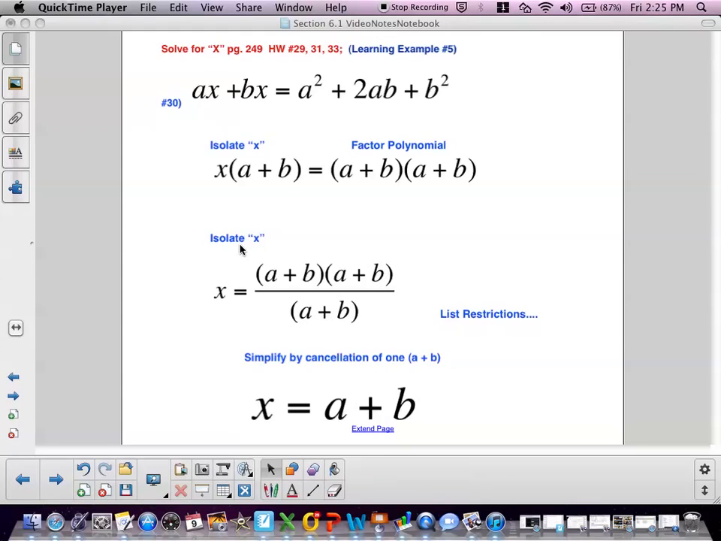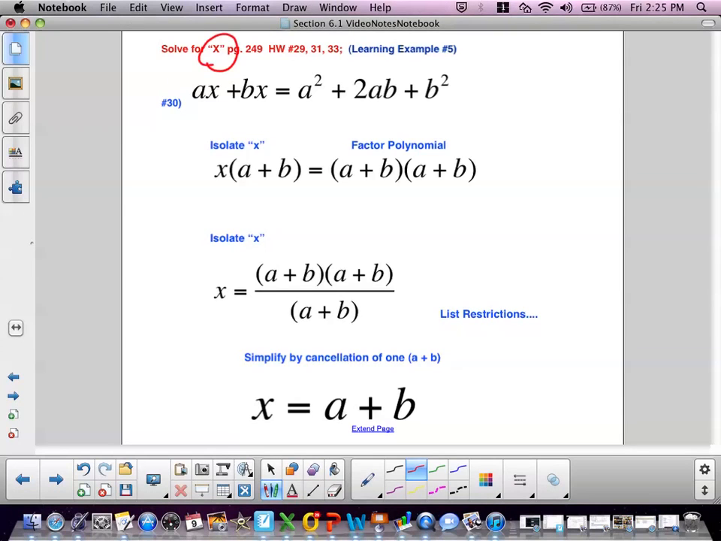Moving into the next problem set from section 6.1. This is similar to some of the formulas that we were factoring in class this past week. In this particular problem set, you are asked to solve each equation for x. So you're just trying to isolate the x.